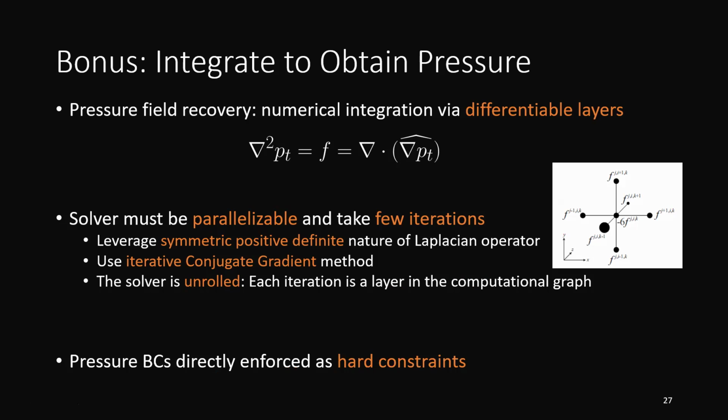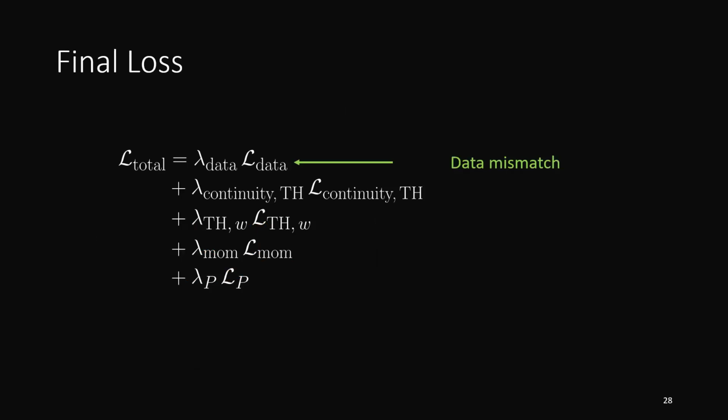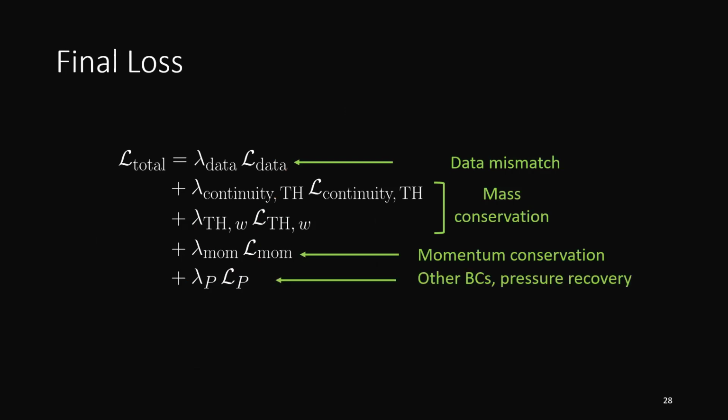And of course, this is pretty important from a physics perspective. You can't have the model generate any random solution. It has to be unique. And in physics, we do that by imposing very well-posed boundary conditions. Over here, we can directly enforce pressure boundary conditions as hard constraints. All right, the final loss is as follows. You've got the data mismatch, the continuity losses from mass conservation, the momentum conservation, and things like the pressure recovery and other boundary conditions as well.